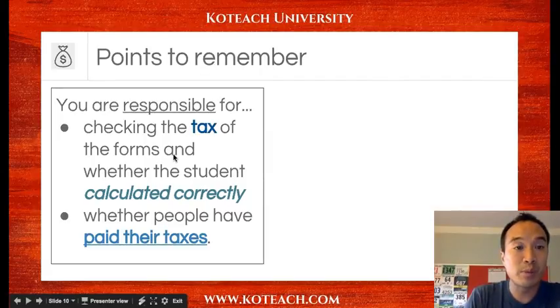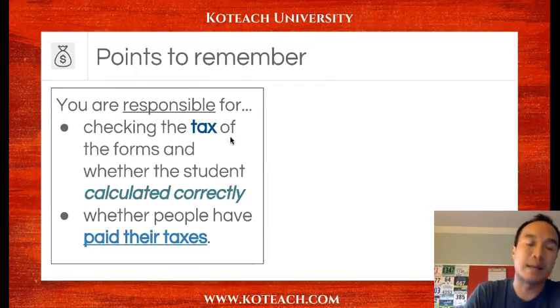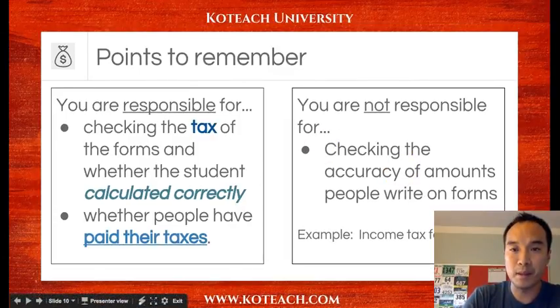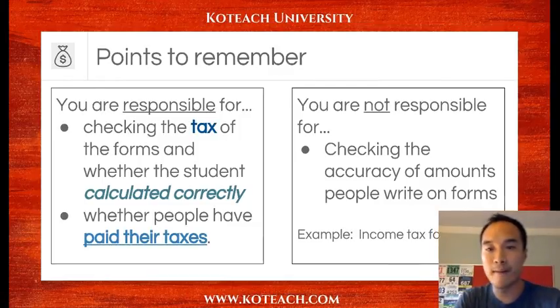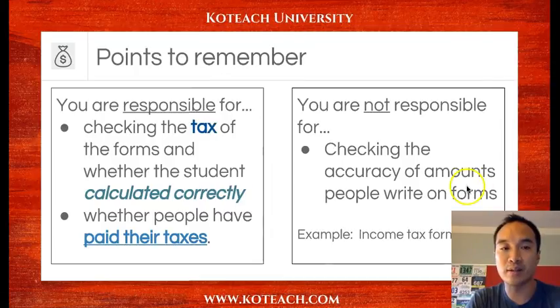So some points to remember as we close. You are responsible for checking the tax of the forms and whether the student calculated correctly. You're also responsible for checking to see if people actually pay the taxes. You are not responsible for whether those numbers are accurate, whether they actually have that income or not. All you're doing is checking the math.